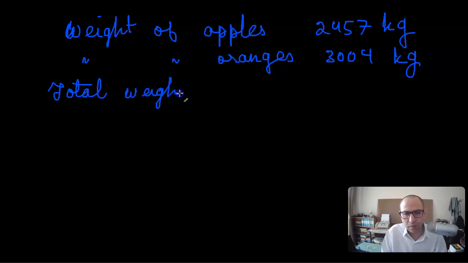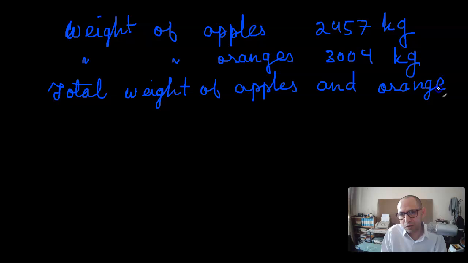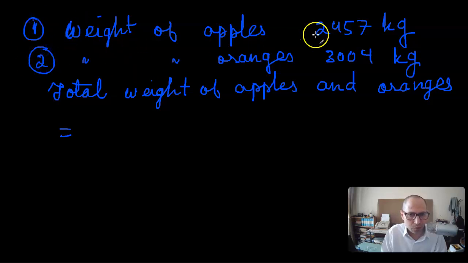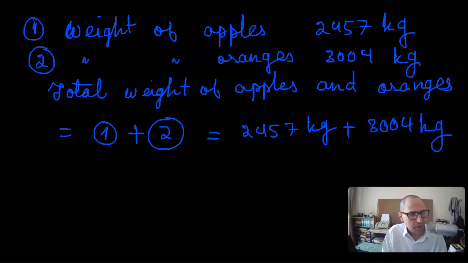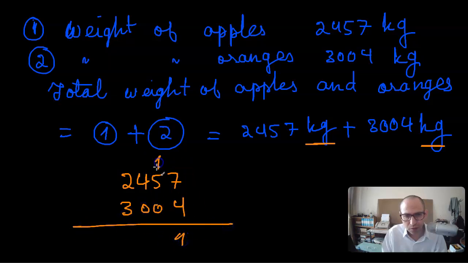Now, the total weight of apples and oranges is equal to the weight of apples, take this as 1, plus the weight of oranges, take this as 2, and that is the same thing as 2,457 kilograms plus 3,004 kilograms, right? If you do the addition, both are kilograms, so you can add them together. Adding 2,457 and 3,004, that's an 11, carry 1, that's a 6, that's a 4, and that's a 5. So that is 5,461 kilograms, right?